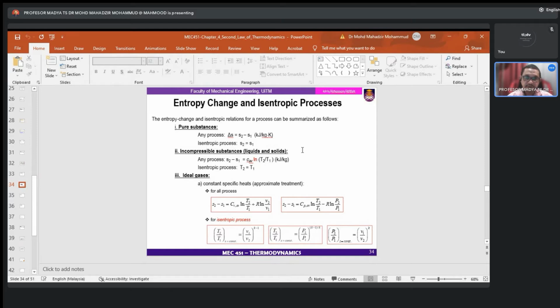Number 2 is for incompressible substances, therefore liquids and solids. In this situation, for any process that happens in this case, the change of entropy can be calculated based on the formula of C average ln of temperature at state 2 over T1. And in this situation of isentropic process, the temperature at state 2 is equal to the temperature at state number 1.